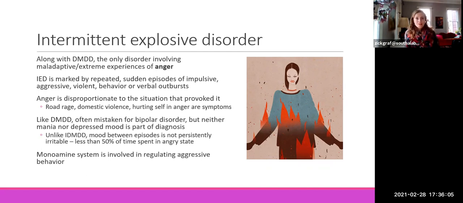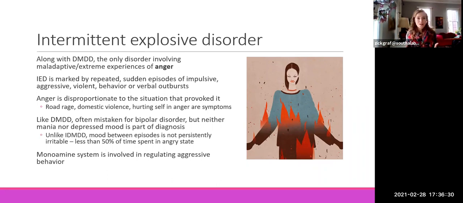I'm talking about IED and DMDD in this lecture because they are both often mistaken for bipolar disorder, even though they couldn't be more different. Bipolar disorder involves persistent alterations in mood at both ends of the spectrum, elated and very depressed. In order to be diagnosed with a manic episode, the elation has to last 7 days. In order to be diagnosed with a depressive episode, it has to last 2 weeks. Those cutoffs are kind of arbitrary, but the point is the mood is persistent.